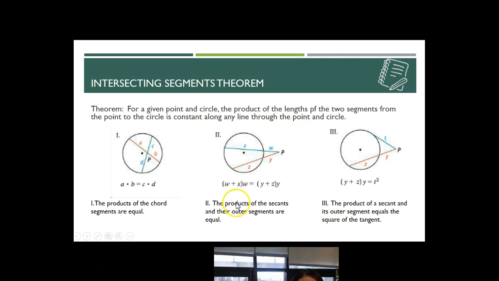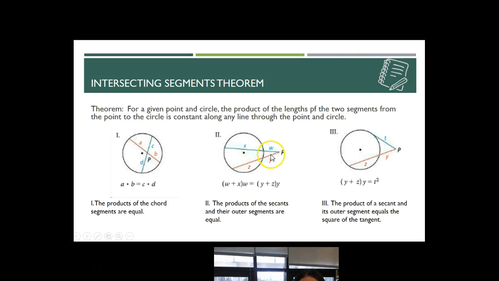The next one talks about if you have two secants. Remember, when you have two secants, they come outside of the circle and intersect at a point. The product of the secants and their outer segments are equal. If you notice here, I'm going to take the line WX and multiply that by just the part that's outside, which is W. So the whole line times the part will be equal to the whole line times the part of the other secant.